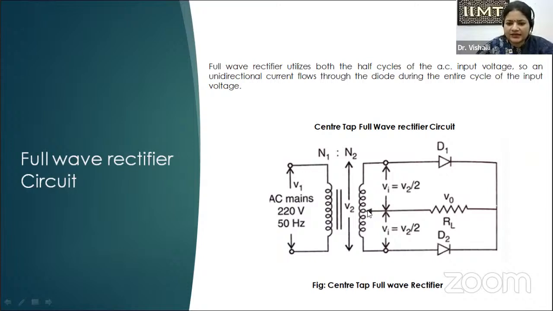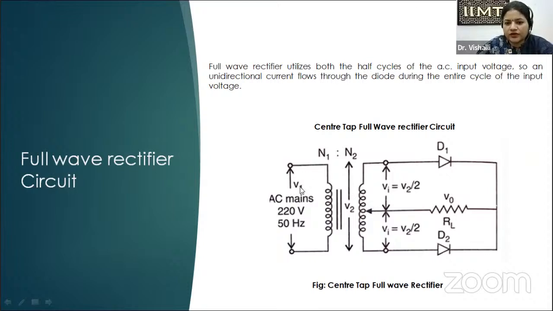What is this center tap arrangement? At this point, which is at the center of the secondary winding, we keep the reference voltage as zero. You can say the secondary winding is divided into two halves. So we use this point as the zero reference voltage.